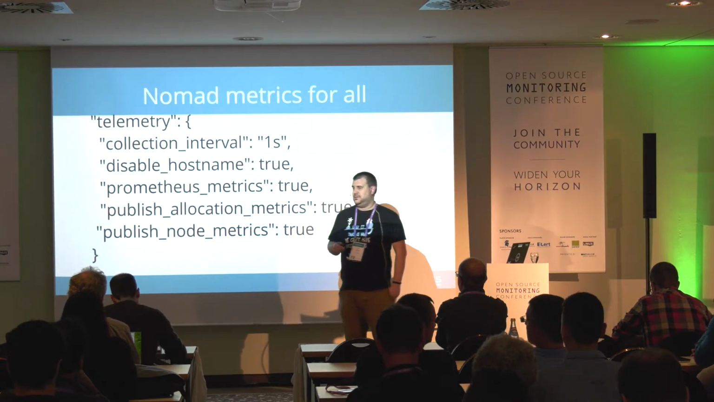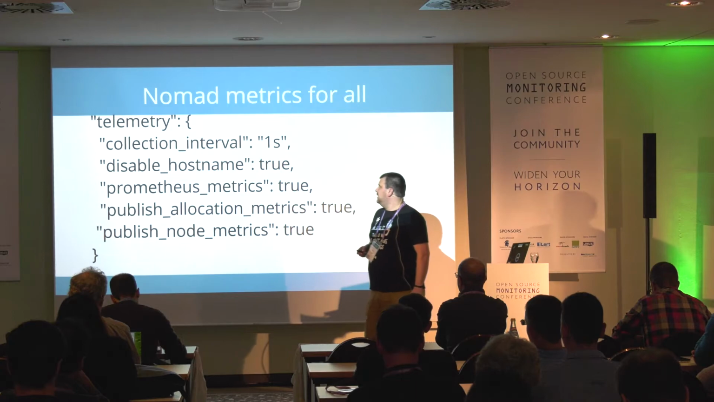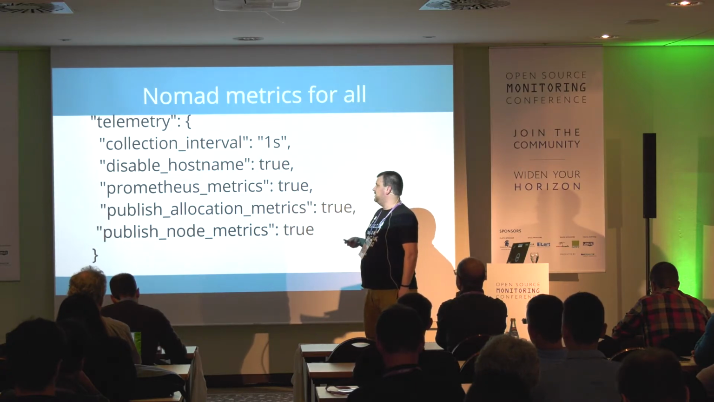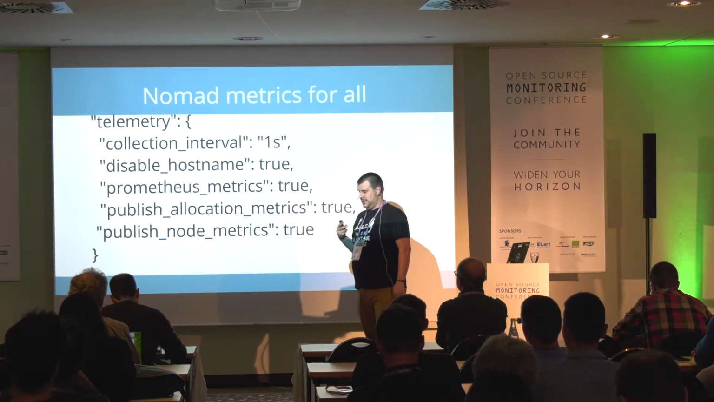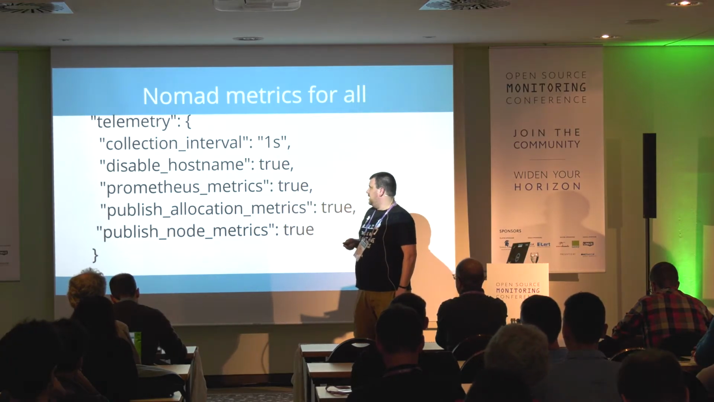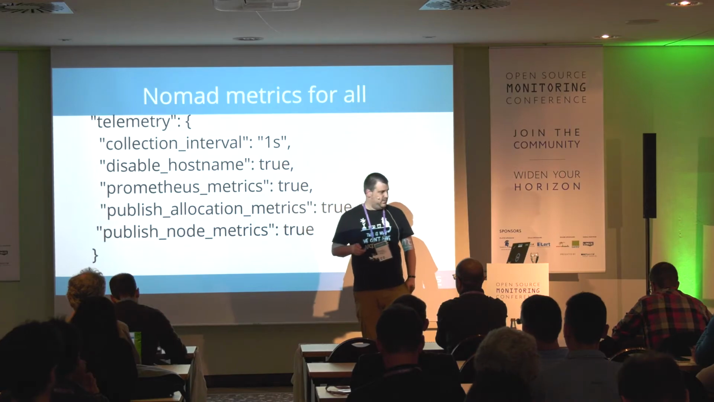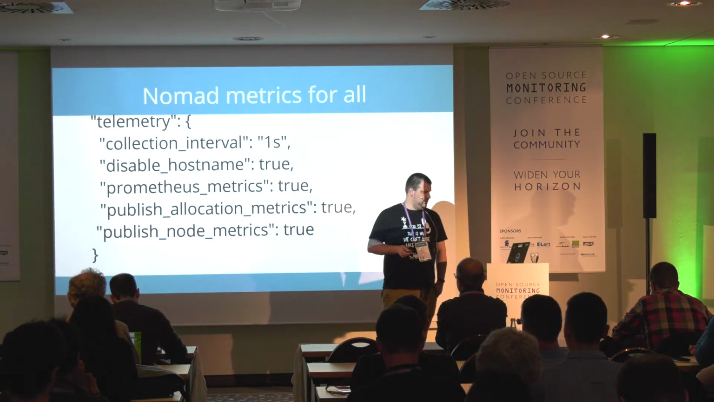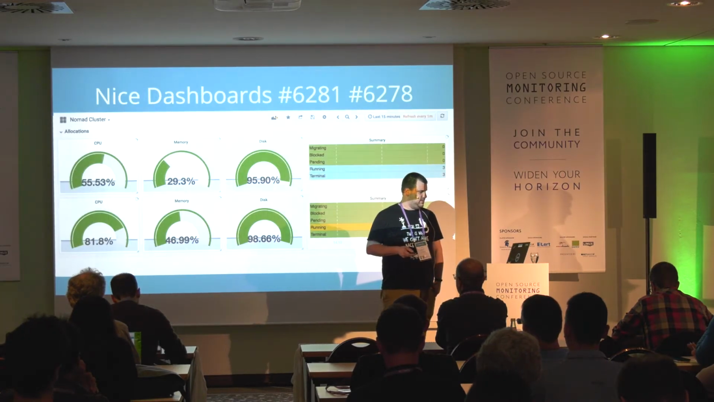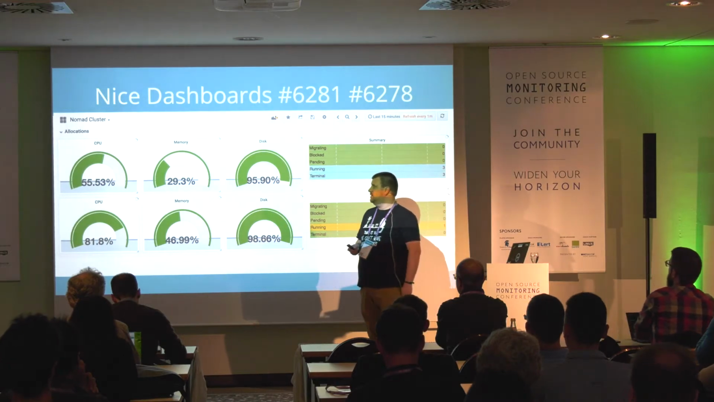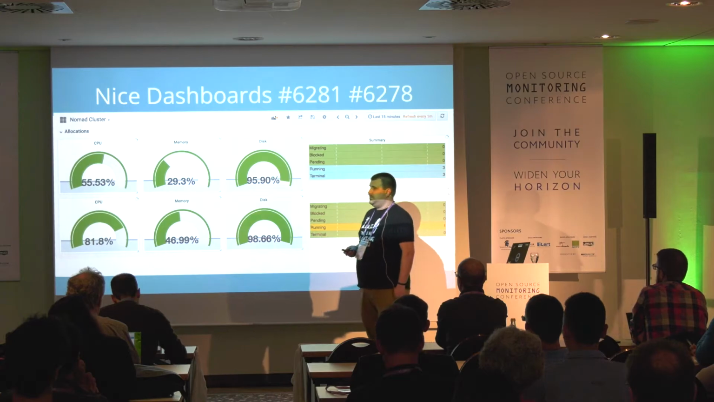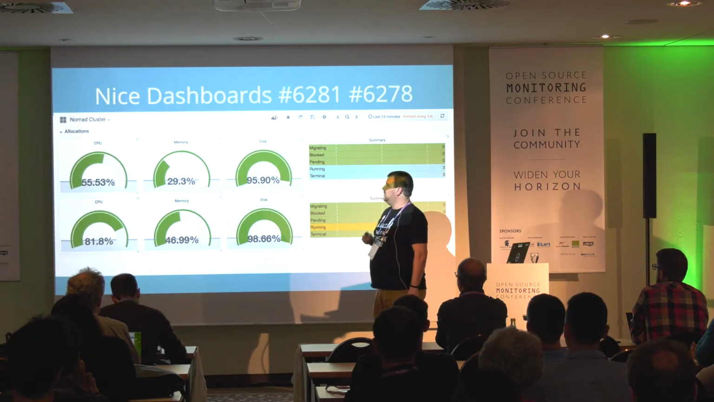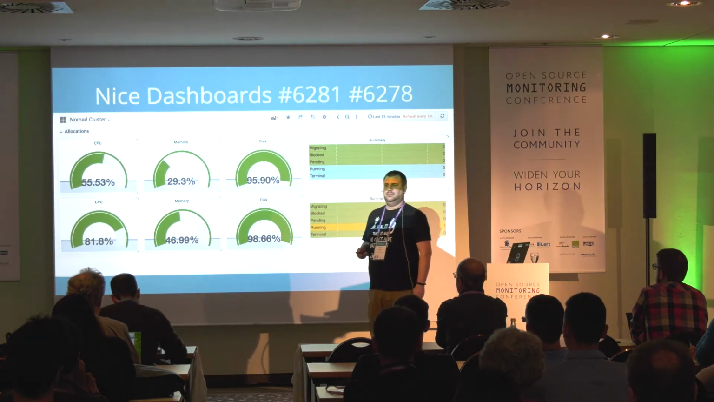Turning on metrics or telemetry in Nomad, you need to answer a couple more questions, but it's mostly interval, again, disable hostname, and specifically you need to ask for Prometheus metrics in this case. Nice little dashboards. The one I use most is this one, number 6278, where it tells me the allocations.